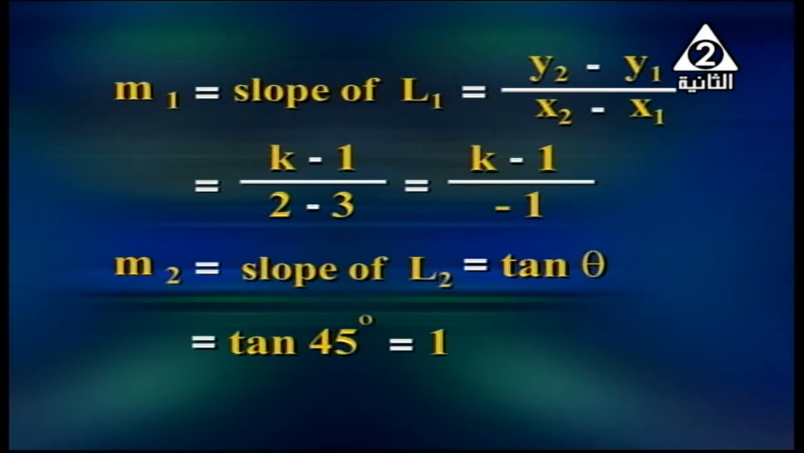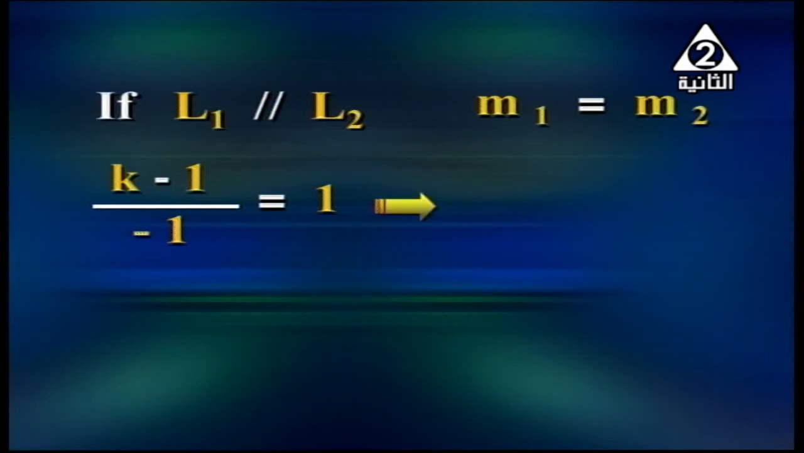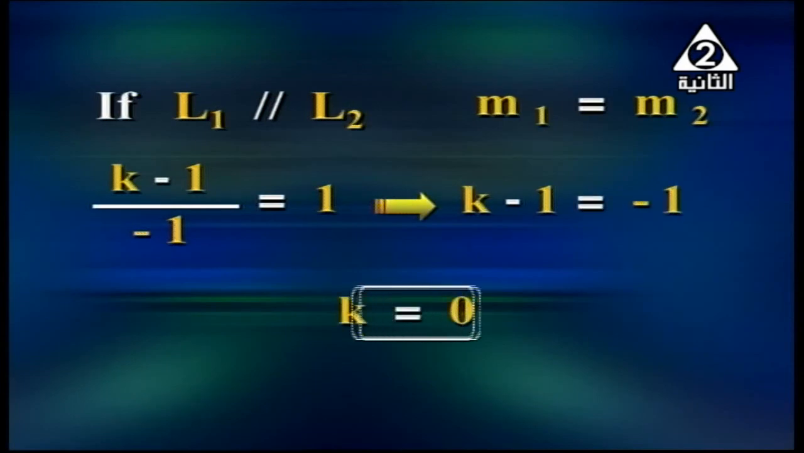To find the value of K if the two straight lines are parallel, if L1 is parallel to L2, then M1 equals M2. What about M1? It is K minus 1 over negative 1. What about M2? It is 1. By making cross multiplication, you are going to find that K minus 1 equals negative 1. So the value of K will be 0. So K will be 0 if the two straight lines are parallel.